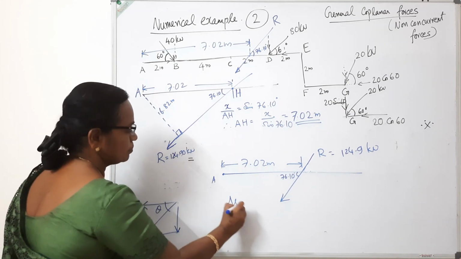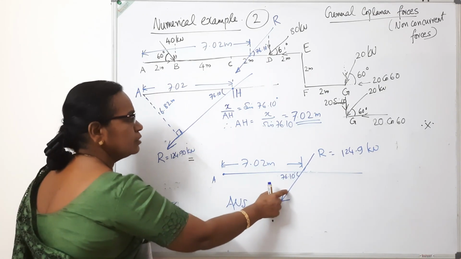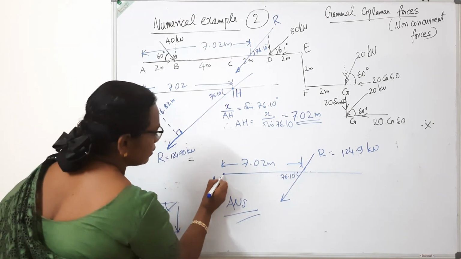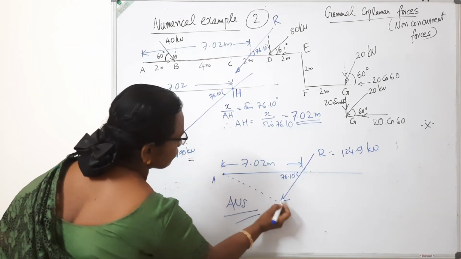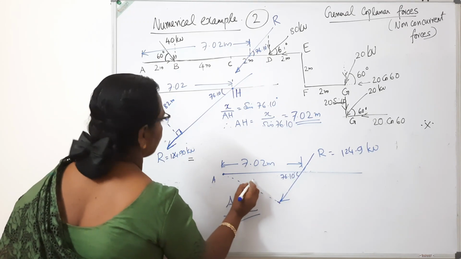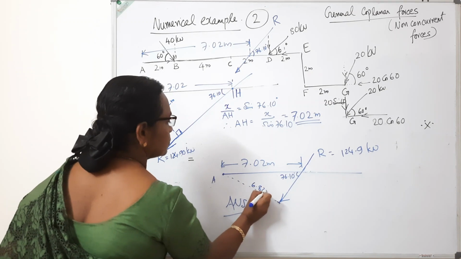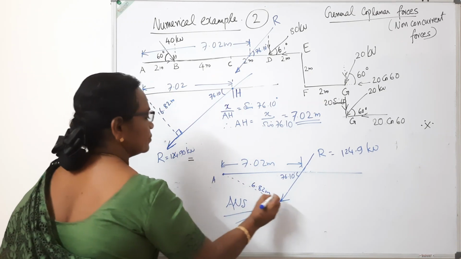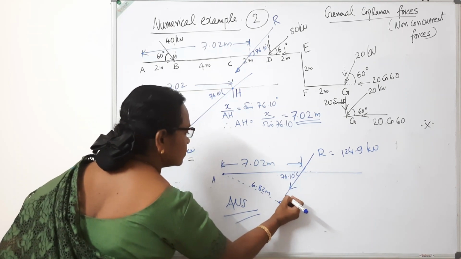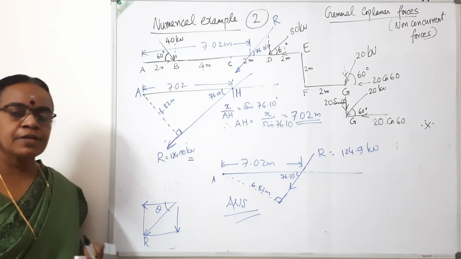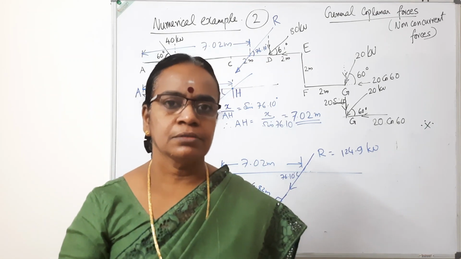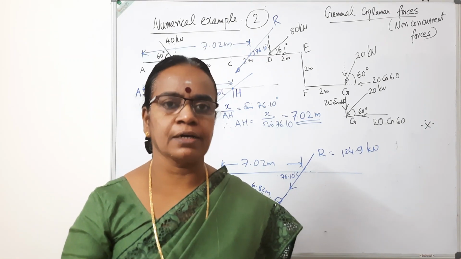This is the answer. Give the direction, the magnitude, and the location. Or if you want, you have the perpendicular distance. This is not required now, as we have marked this. This perpendicular distance is 6.82. That completes the second numerical example on general coplanar force system.